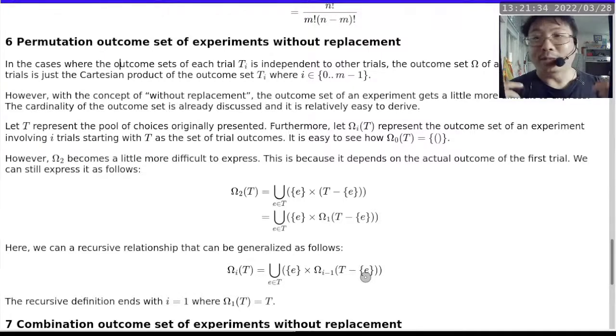It's the same subroutine that I'm in, except it now has one fewer trial, and the choices available for the first trial of the nested experiment are going to be the same as what I started off with, but without the one that I have chosen for the first trial of the experiment that I'm responsible for.